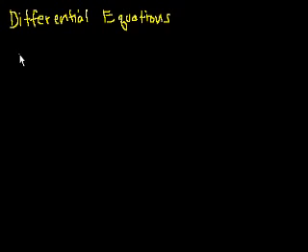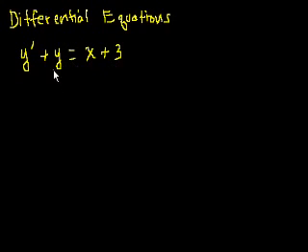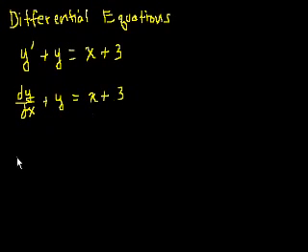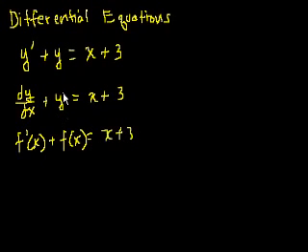Let's say that I said y prime plus y is equal to x plus 3. Here the unknown function is y. We could have written it as y of x, or as dy dx, the derivative of y with respect to x, plus this unknown function y is equal to x plus 3. We also could have written f prime of x plus f of x is equal to x plus 3. All of these would have been valid ways of writing this exact same differential equation.